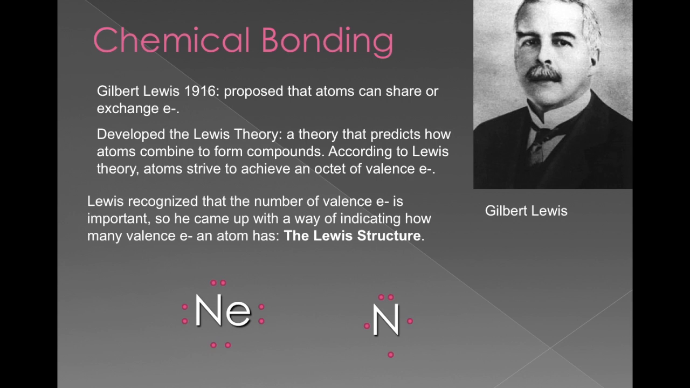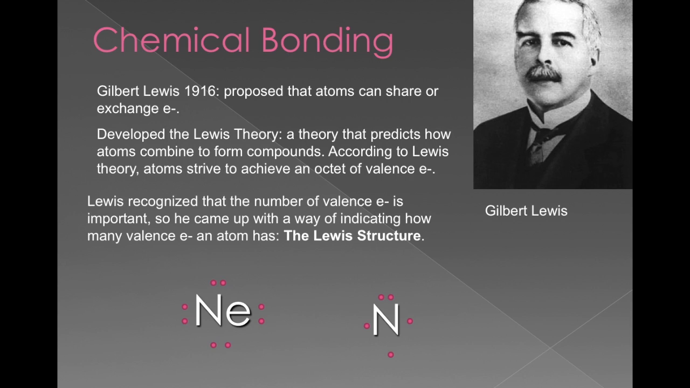All right, so Lewis, in addition to coming up with Lewis theory, came up with a way of drawing valence electrons that is very useful and is still used today, called the Lewis structure. It's also called the Lewis dot diagram, Lewis diagram. It's got a bunch of different names, but it always has his name, Lewis, in it.